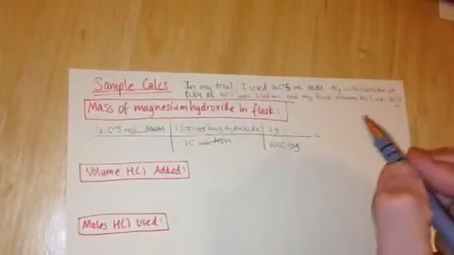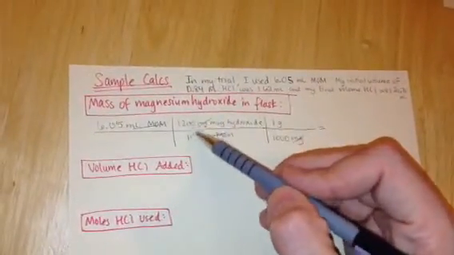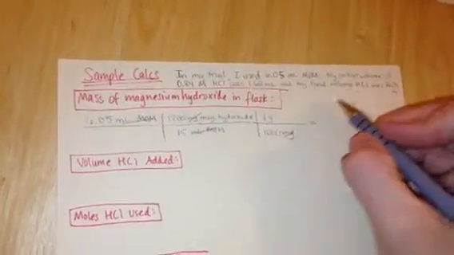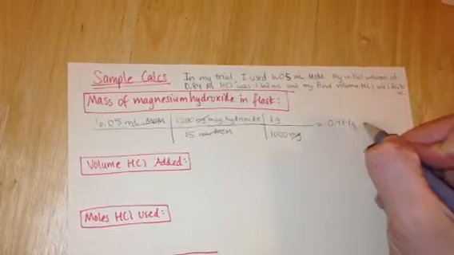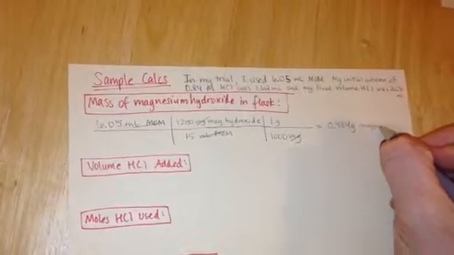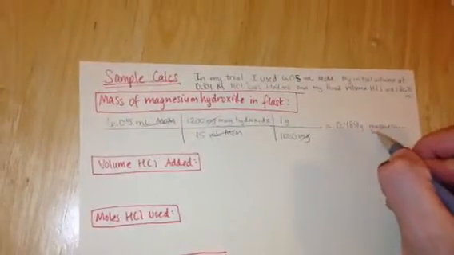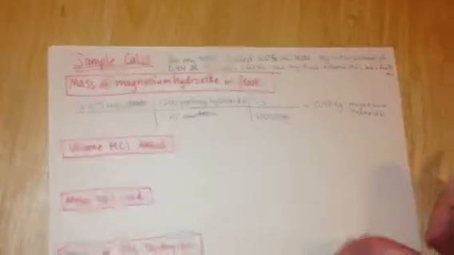And if you punch in all your calculations, and I'm going to assume that these are exact numbers because it's on a label, so I'll go to 3 significant figures, I'm going to go with 0.484 grams of magnesium hydroxide. So that's the first thing you have to calculate.